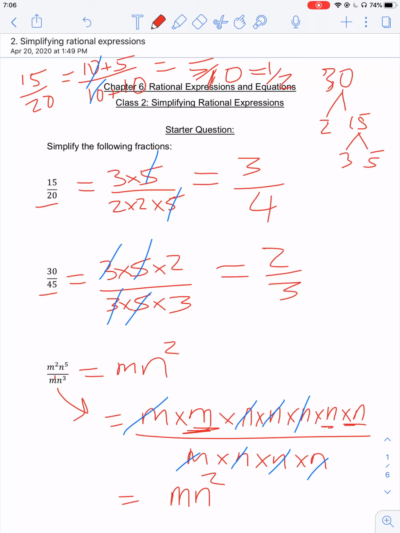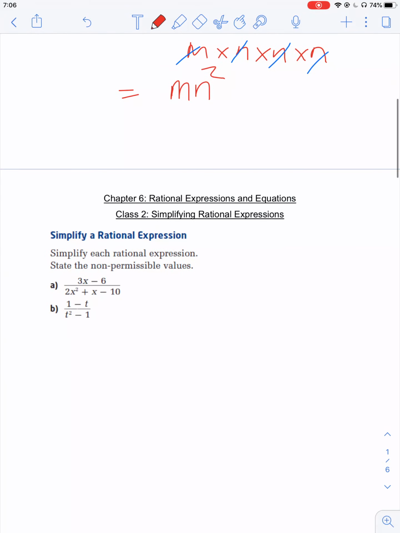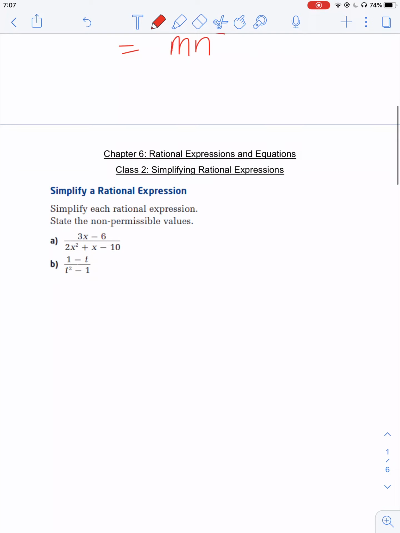Okay, if that were the case, then we wouldn't have to factor anything. We could have just crossed things out, but it doesn't work like that. Okay, so let me do the question for you. So let's start off with question A, I guess.